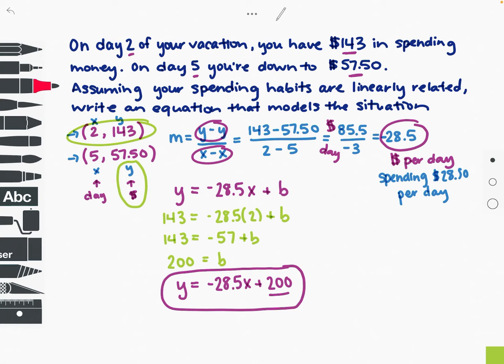It also might help you to write that as an ordered pair. (0, 200) would be the y-intercept. So you can then even use that to describe on day 0 of your vacation, you started with $200.